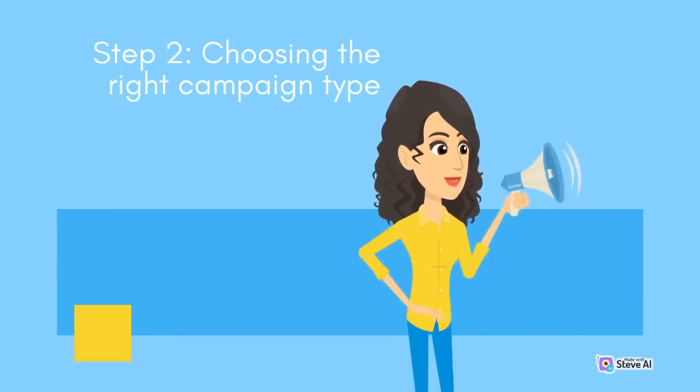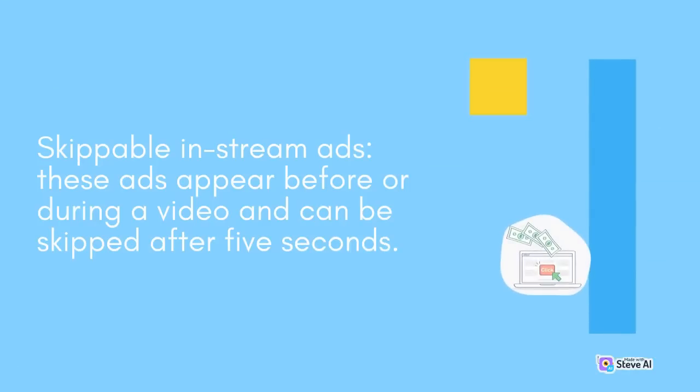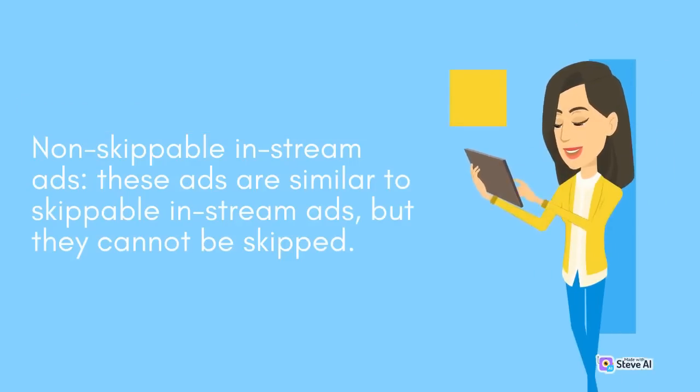Step 2. Choosing the right campaign type. When creating a campaign on YouTube Ads, you have several options to choose from, including skippable in-stream ads. These ads appear before or during a video and can be skipped after 5 seconds. Non-skippable in-stream ads. These ads are similar to skippable in-stream ads, but they cannot be skipped.